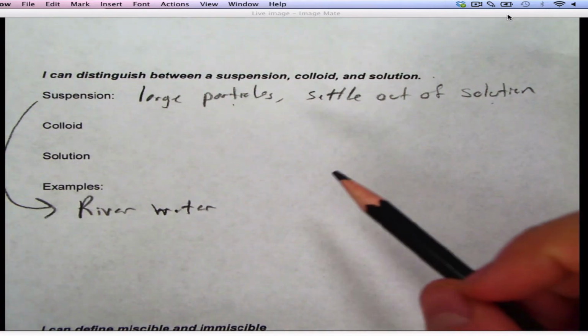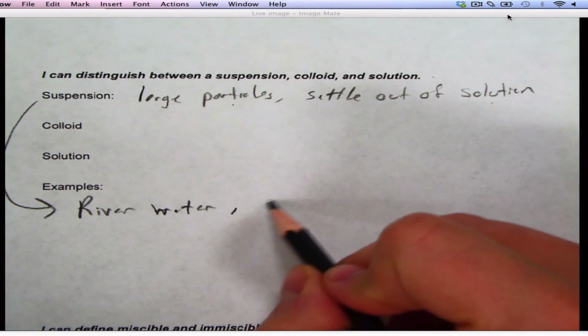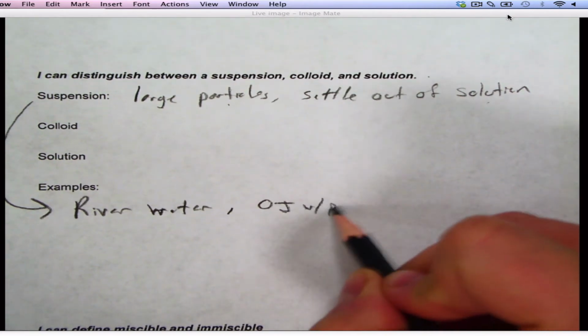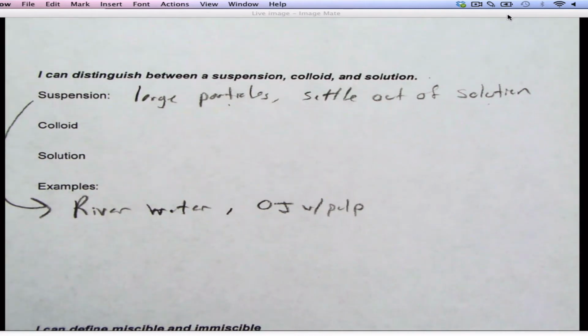Even orange juice with pulp would be another good example, because you have to shake it up to suspend it, and if you just leave it sit for a while, eventually the pulp will settle to the bottom. So, OJ with pulp.